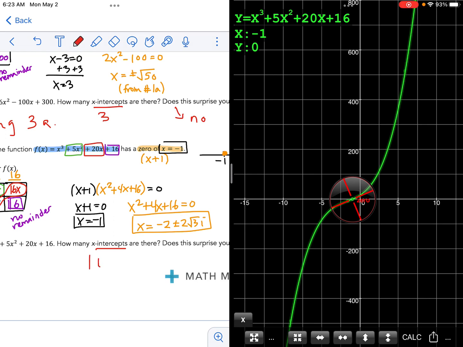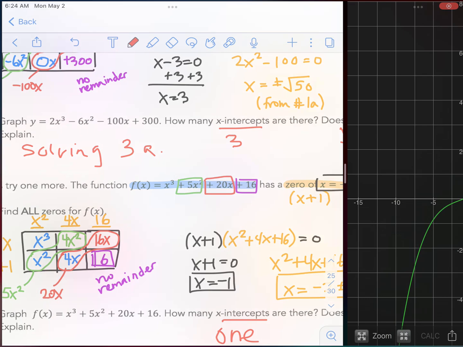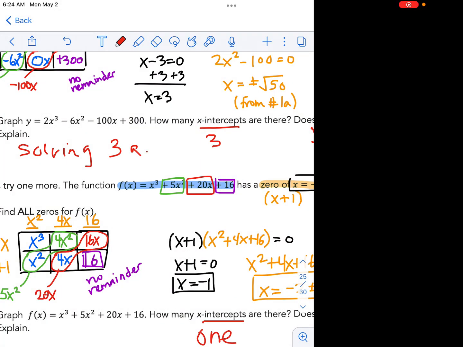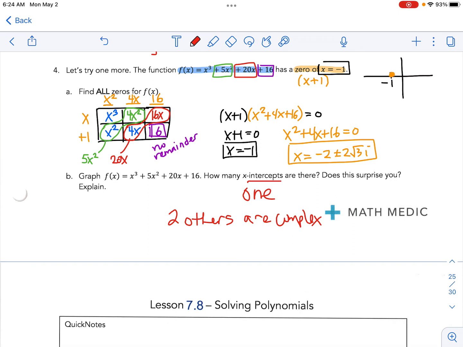So we have 1 intercept. The 2 others are complex, so they don't appear on the real coordinate system. That's the tricky part. That's why we say that the degree is at most the number of x-intercepts, but there could be fewer intercepts.